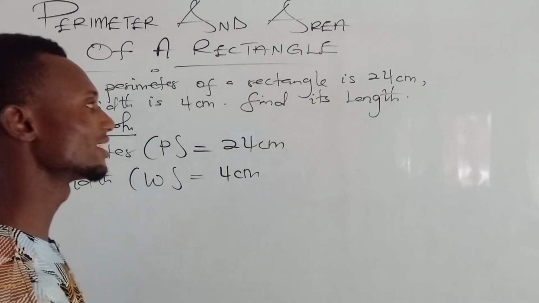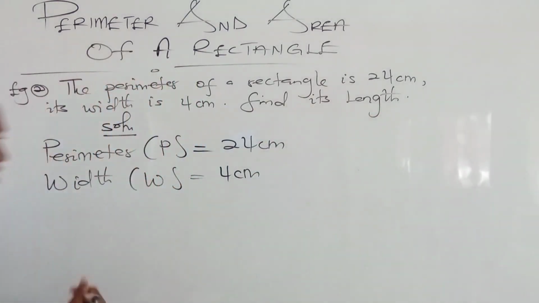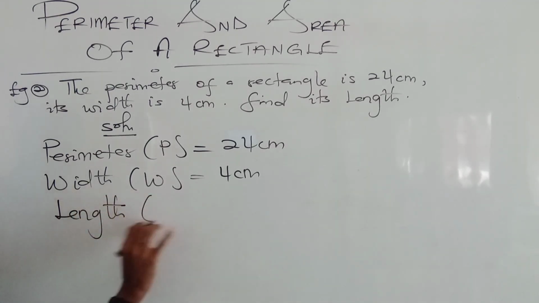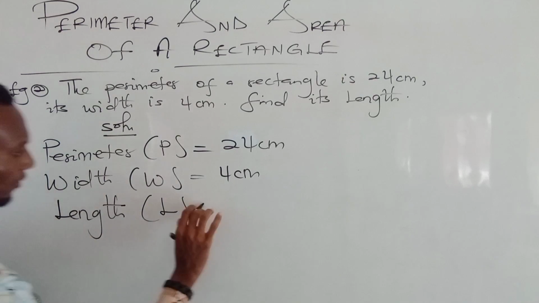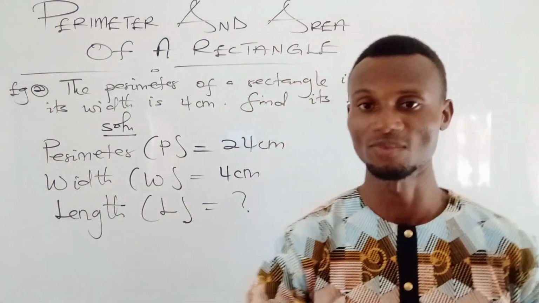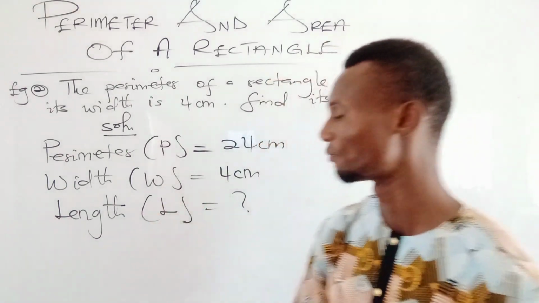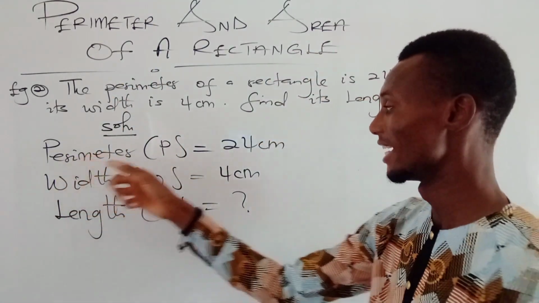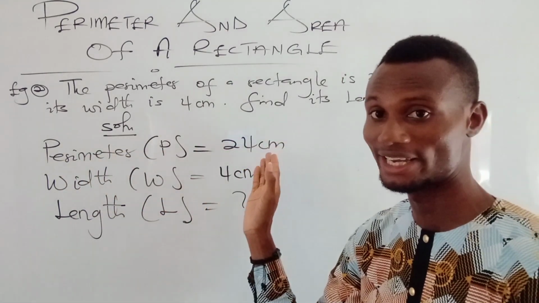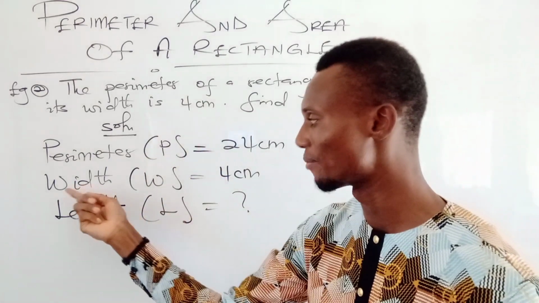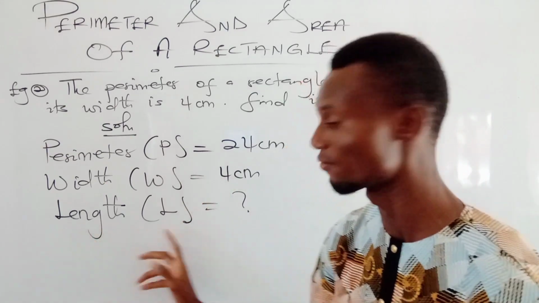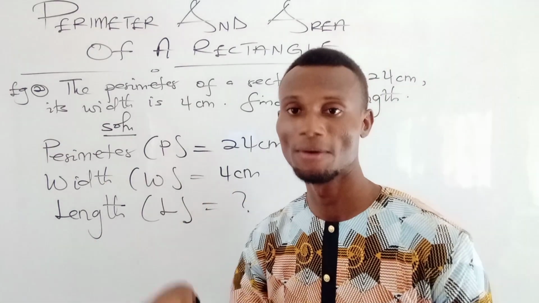Now the question says find its length. So we are looking for the length, so write your length down. Write length in full, so length into bracket L equals question mark, we don't know, because the question is asking us to find the length. So now the question has given us the perimeter of the rectangle, which is 24 centimeters, and also the width of the rectangle, which is 4 centimeters. Now we are being asked to find the length of the rectangle.